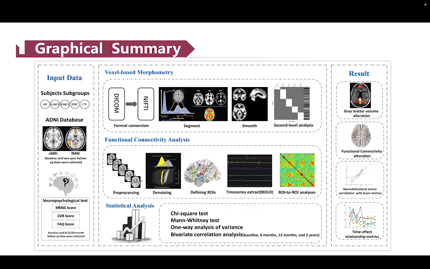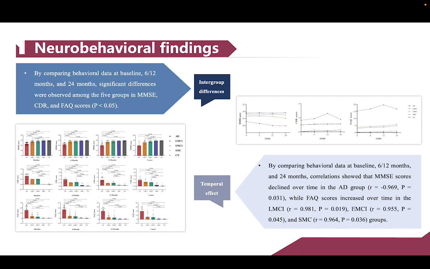After incorporating structural and functional imaging, as well as behavioral data from the 5 participant groups, we will conduct extensive analyses including VBM, functional connectivity, correlation, and temporal effects. By comparing behavioral data, significant differences were observed among the 5 groups in MMSE, CDR, and FAQ scores. Correlation analyses revealed that over time, MMSE scores declined in the AD group, while FAQ scores increased over time in the LMCI, EMCI, and SMC groups.